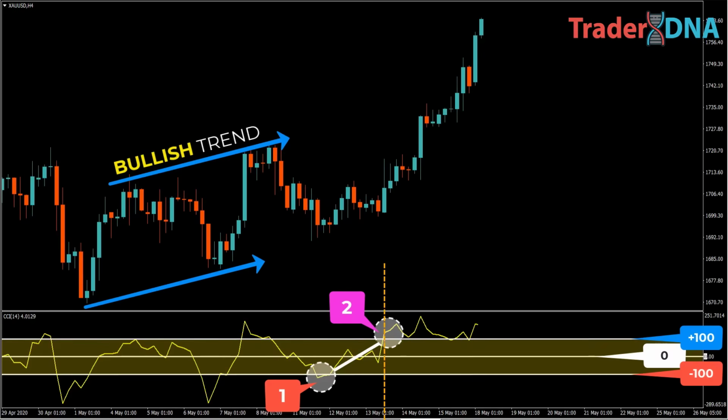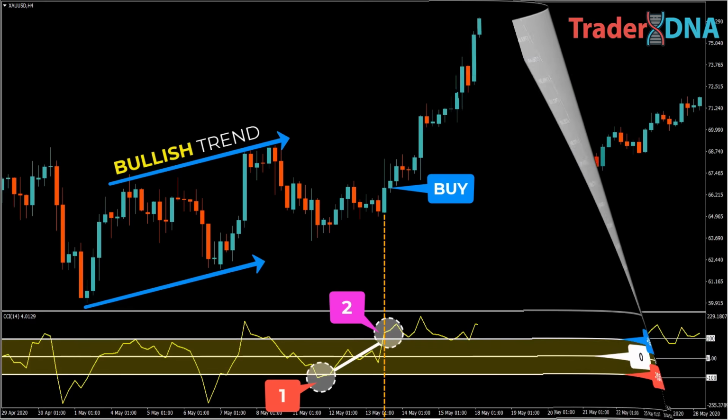However, if during that pullback the CCI never actually drops below -100, we simply ignore that phase. Why? Because trades taken in that kind of condition usually don't produce meaningful results.